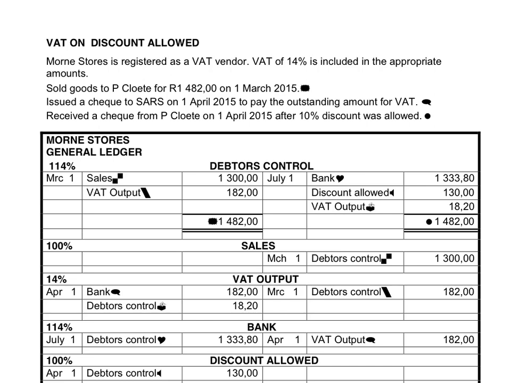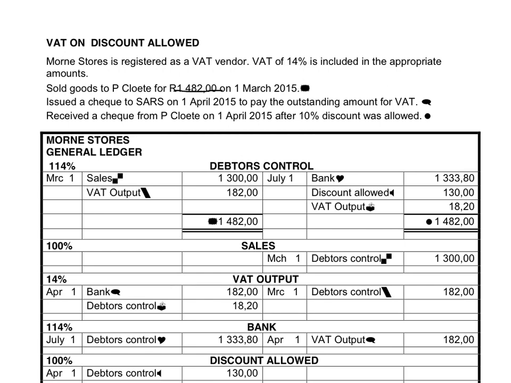Good morning. We will pay attention to VAT on discount allowed today. Because Mornay Stores is registered as a VAT vendor, 14% is included in all the appropriate amounts. If we look at the first entry, goods were sold to Kluter at 1,482 Rand on the 1st of March. Included in this 1,482 is VAT.